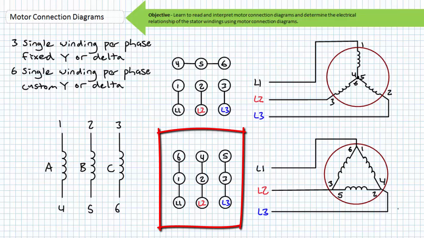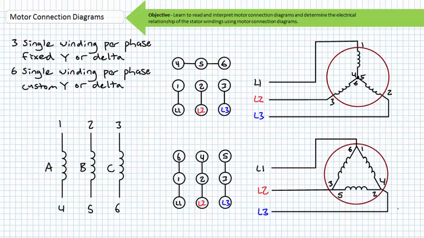A quick note about Y and delta configured 6-lead motors before we continue. Recall that line-to-line voltage is always 1.73 higher than line-to-neutral voltage for a 3-phase AC system. Each winding in a 6-lead motor configured as a Y would therefore see less voltage than each winding in a 6-lead motor configured as a delta. This difference between line-to-neutral and line-to-line voltage, in effect, makes a 6-lead motor a dual voltage motor. However, it's not for this reason 6-lead motors are ordinarily employed.